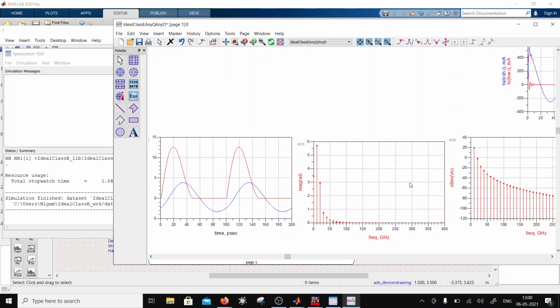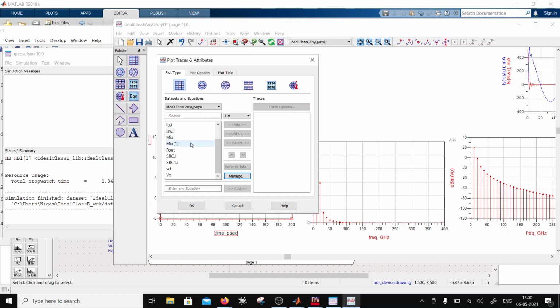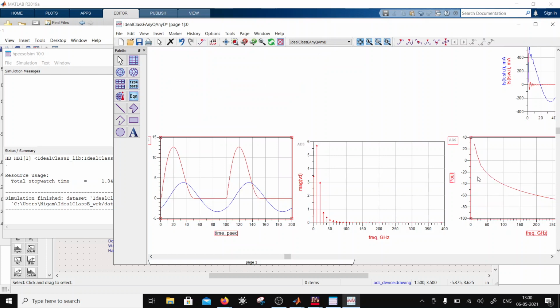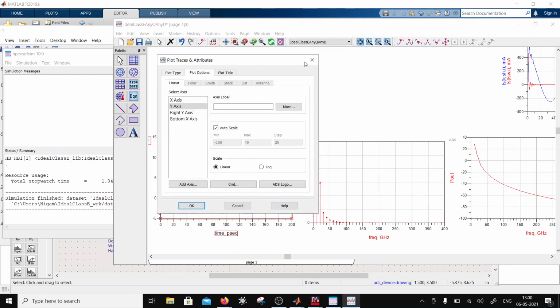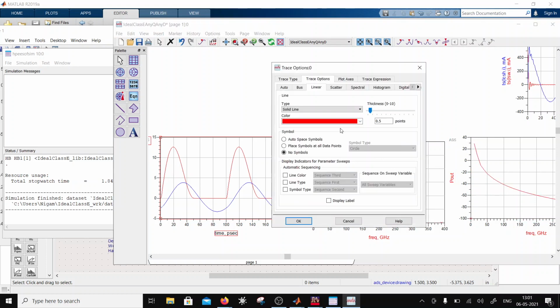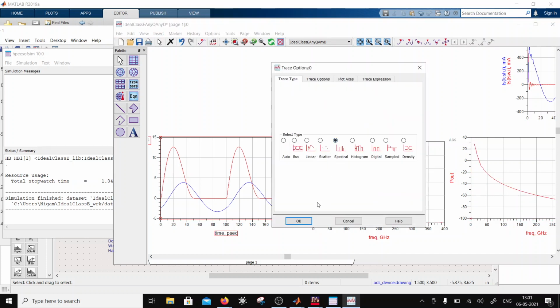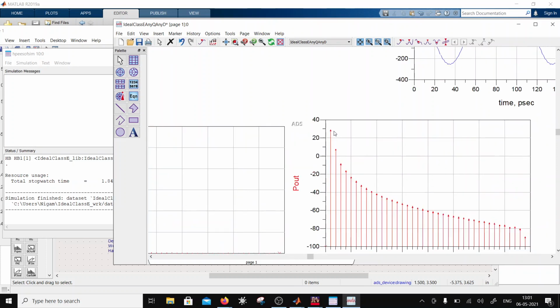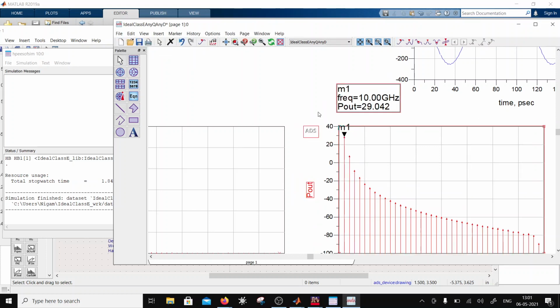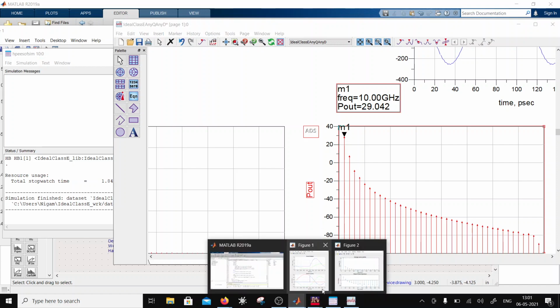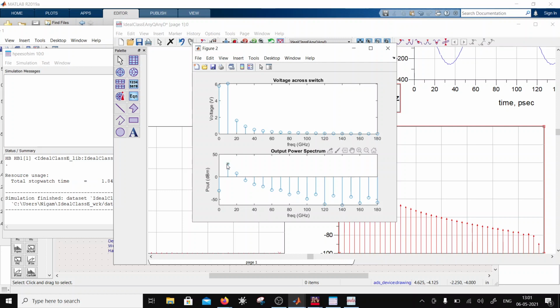So now I am going to do P out. So this P out is wrong. I'm going to delete this one. I am going to plot P out. Okay, and I want to put this in plot type, trace type. Okay, so now let's put a marker over here. Okay, so this is 29.042. This is from harmonic balance simulation, and if I go here and here, it is 29.0432.